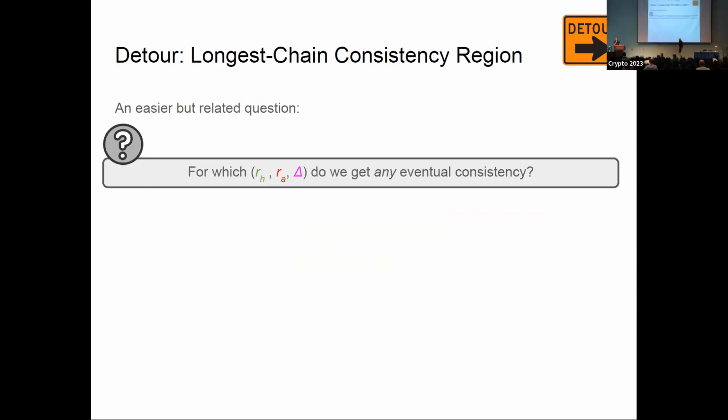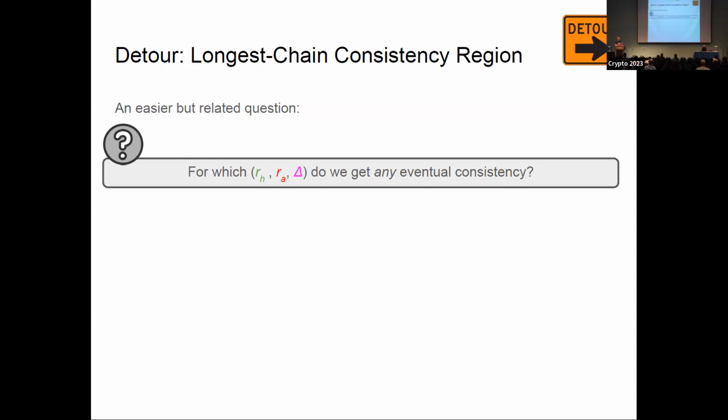Let me now make a small detour and tell you about the related but easier problem that was previously answered. Anyway, let me tell you about an easier but related question that was already answered in previous work, which is: for what parameters of honest and adversarial power and network delays do the protocols from this class of longest chain consensus even provide eventual consistency.